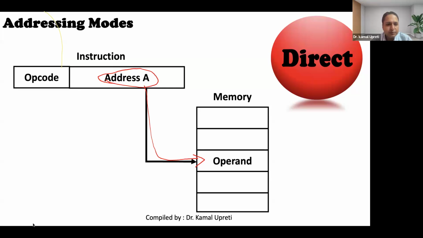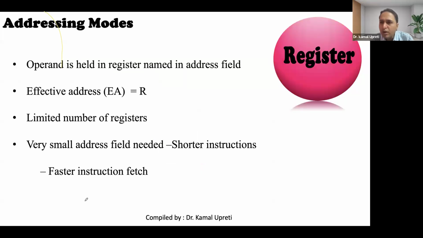Now you can see here what we call the addressing mode. The operand is held in a register which is named the address register. Yes, we have a proper register. We have a proper effective address, and EA is equal to R, which means we have certain values, which is very important. It has a limited number of addresses, a limited number of registers, in which we can store a value.